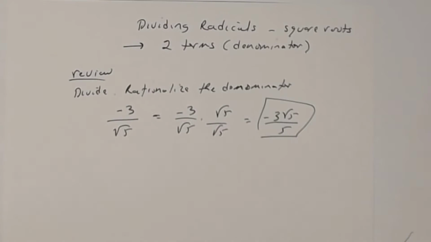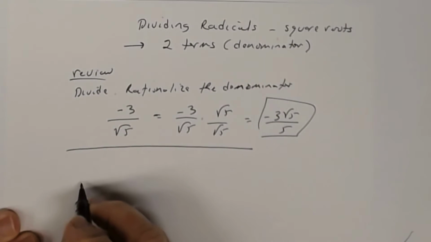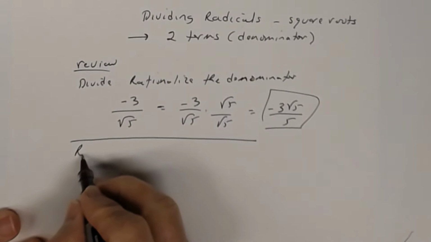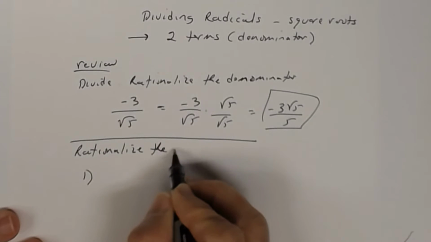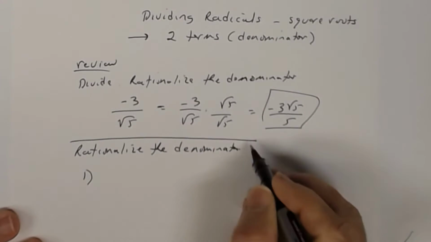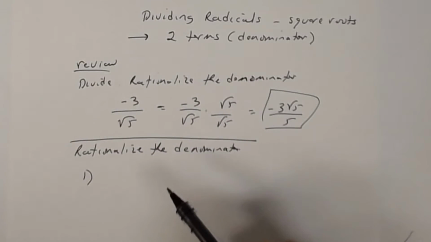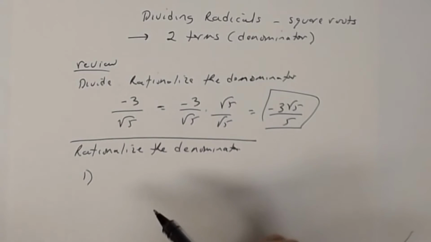Now, here's the situation though. I'm going to write this as number 1, and the directions will say rationalize the denominator. It could also say divide, keep that in mind. If it says divide, you need to know that you don't want a square root in the denominator, so you're going to rationalize the denominator.